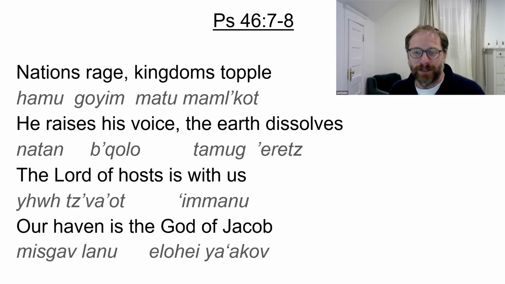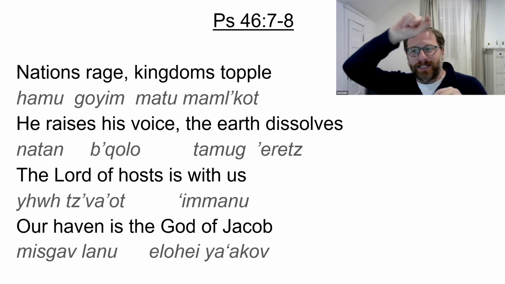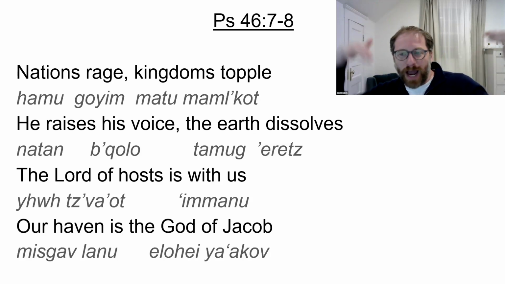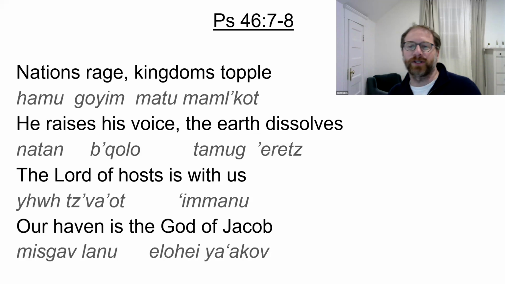Our haven, right? And haven calls back, not word for word, to the opening line: God is our refuge and our strength. Now our haven is the God of Jacob. So you've got this at the beginning, God is our refuge and our strength, and at the end, at least the end of what we've read, our haven, with us, right? There's this us at the beginning and at the end that's framing all this natural imagery.